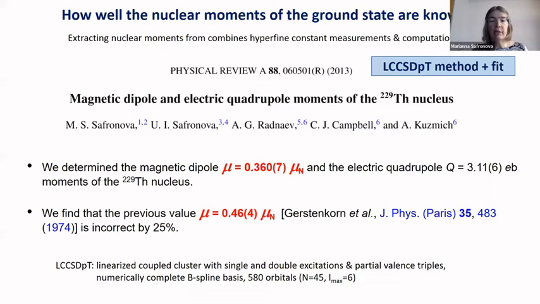What we did in 2013, and I'll explain in a moment what it is, was a linearized coupled cluster computation with single, double, and partial triple excitations. We also did some additional fitting based on barium plus. So it was not a fully ab initio calculation at that time.